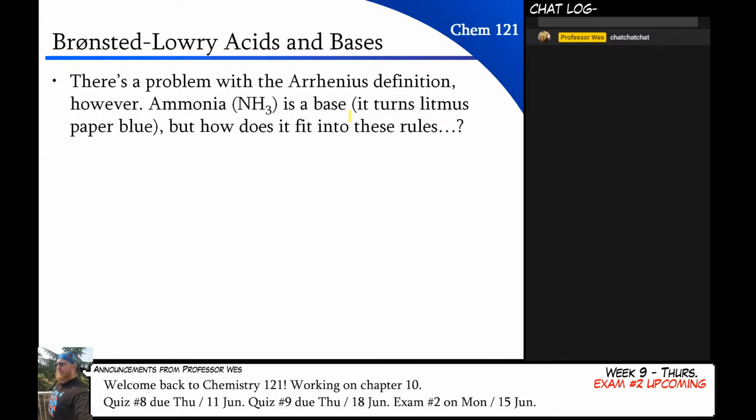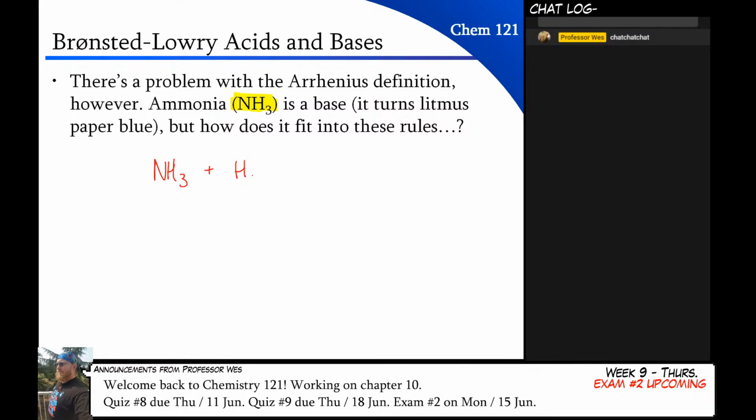Now, with the Arrhenius base definition, we have a problem. And the problem is that we have ammonia here. Ammonia, if you put litmus paper in it, it turns blue. So that means that ammonia must act like a base. But where's the OH minus in ammonia? And the answer is, here's what ammonia does.